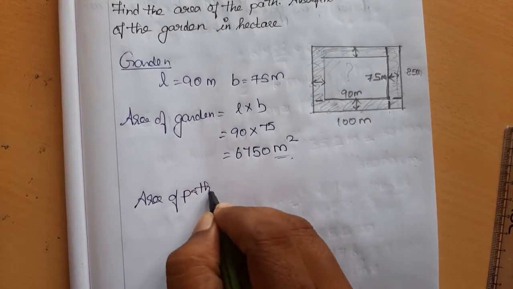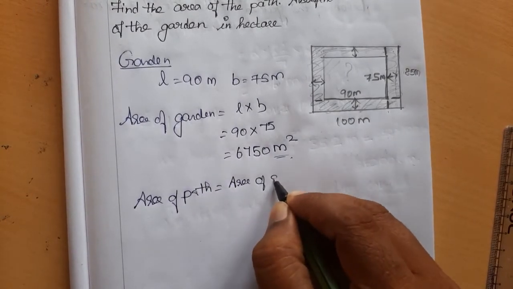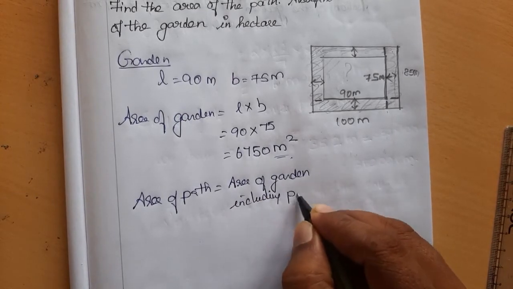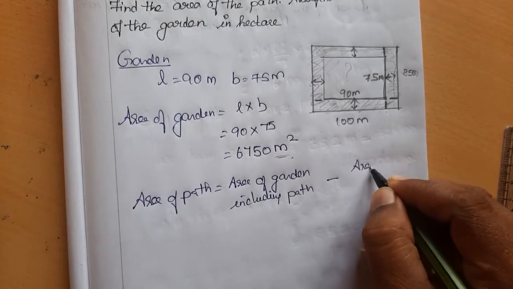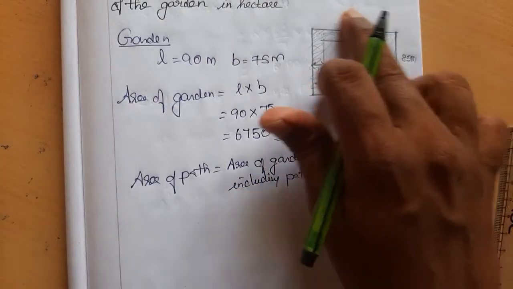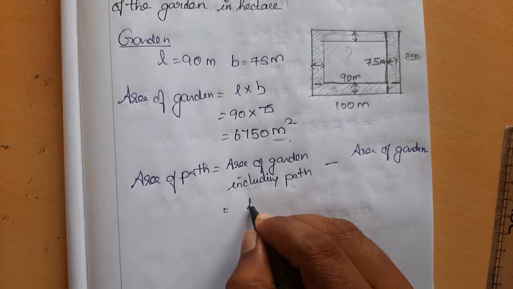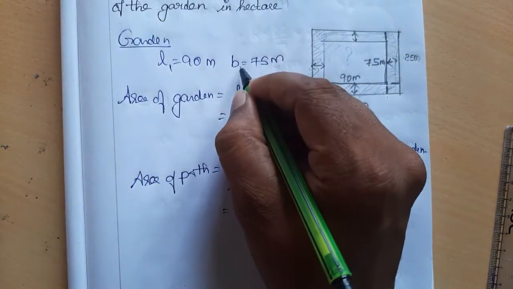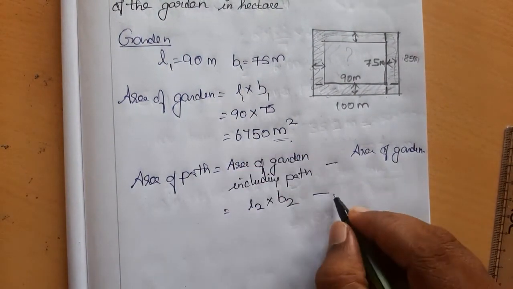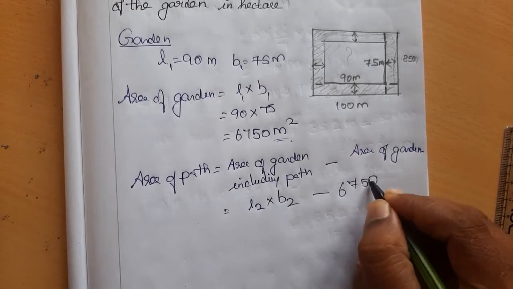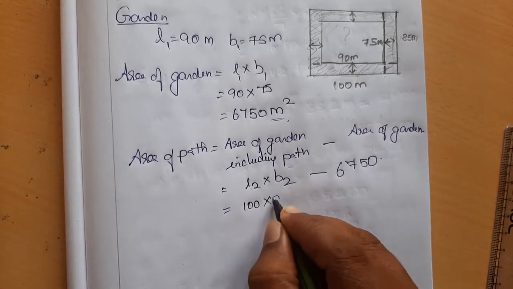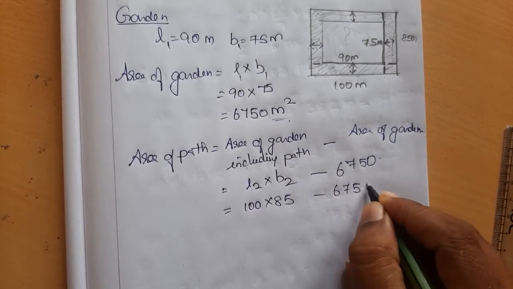Area of a path is equal to area of garden including path minus only the area of the garden, right? Area of the garden including path is this total length into breadth. We have to find this, right? So let me call it L2 and B2, minus the area of the garden we found as 6750. So here the L2 is 100 and B2 is 85. So 100 into 85 minus 6750.